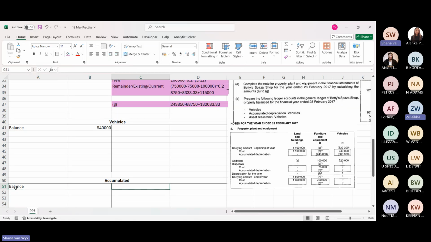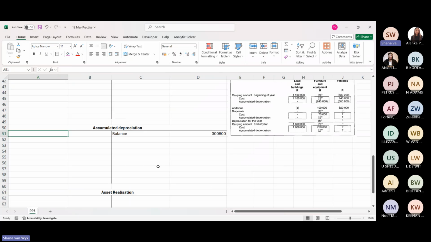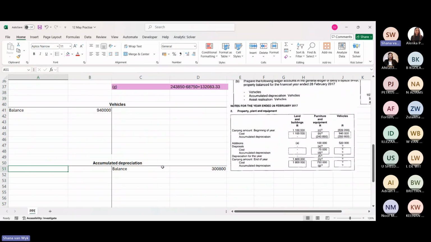Yeah, no? Okay. Yes. My brain. Wait, that must be on the credit side, not on the debit side. Accumulated depreciation must be on the credit side. But depreciation is debit. Yes, accumulated depreciation is credit. Okay, because we carry it over. Cool. This is all we need.